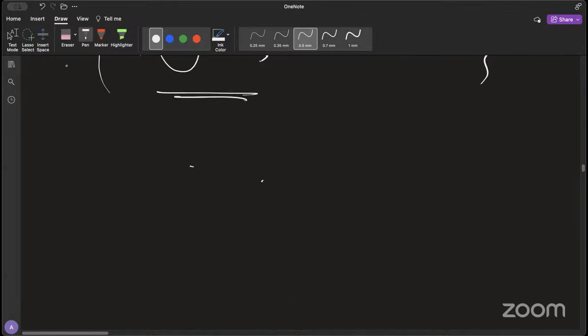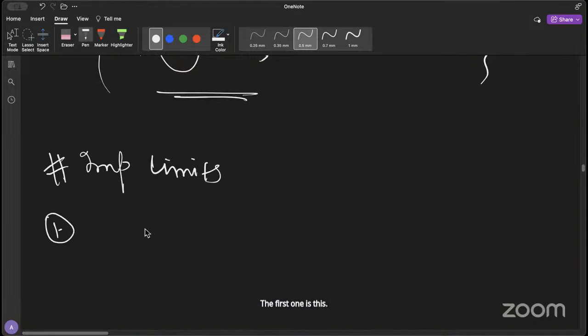Then we have some important limits. Let's have a look at them. The first one is this, summation x.